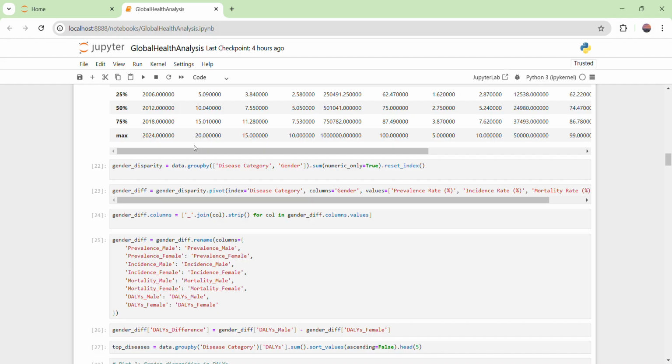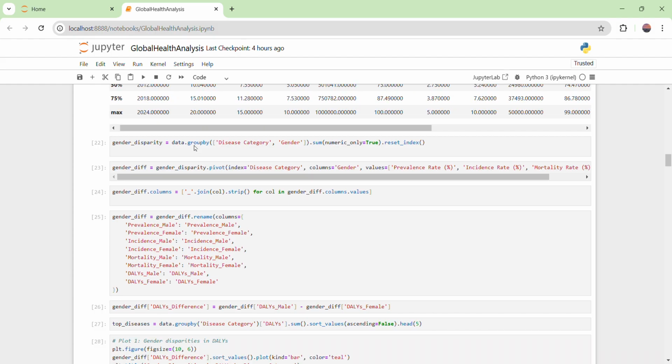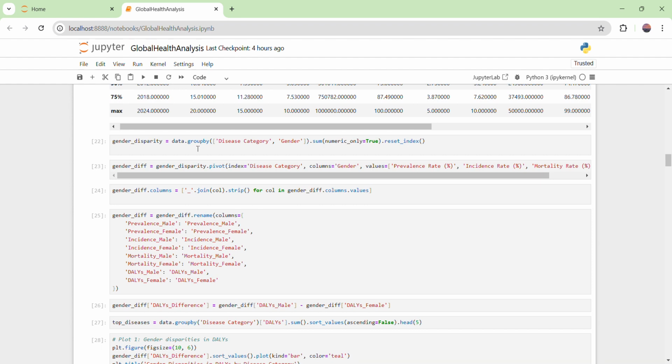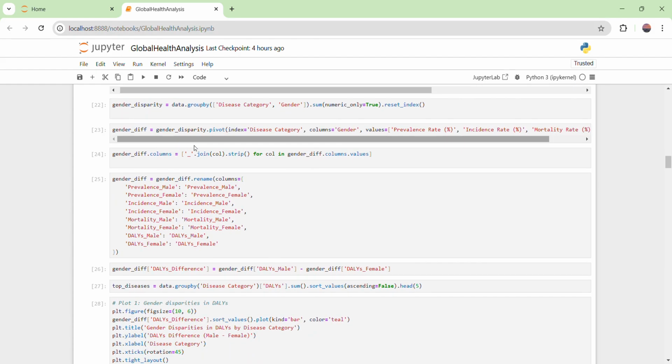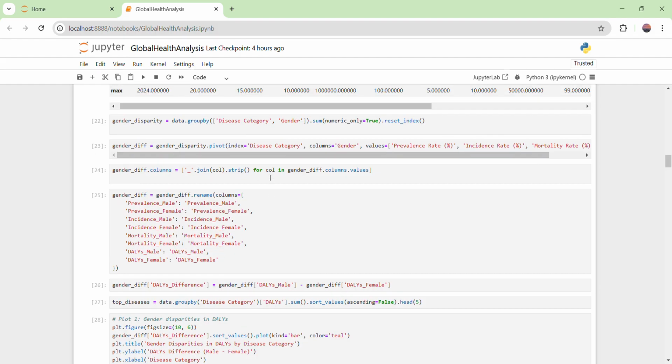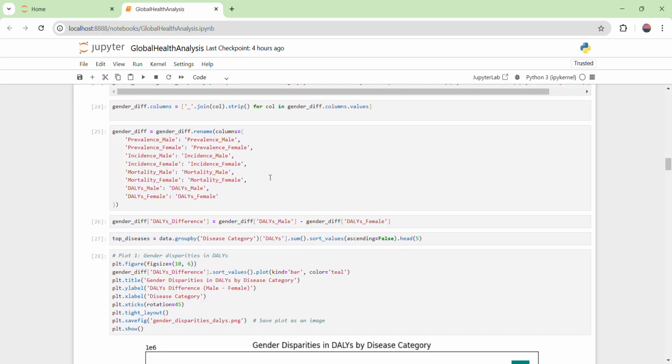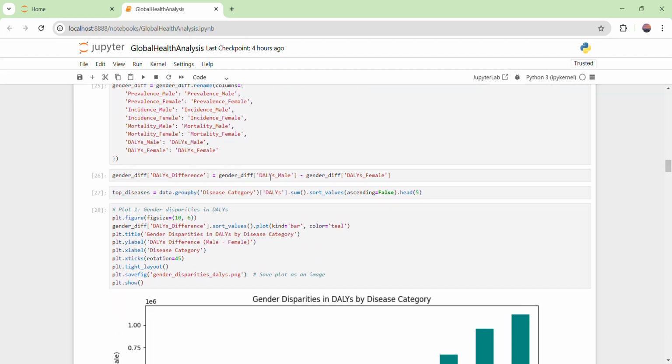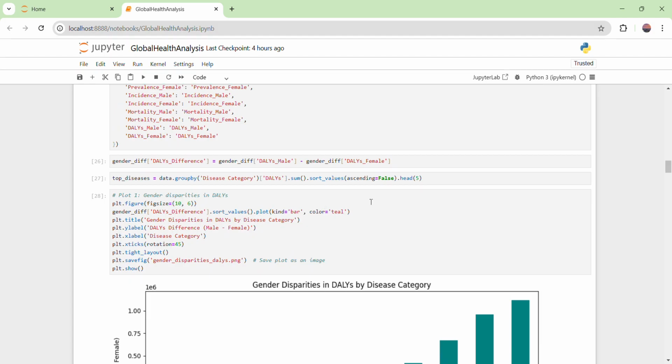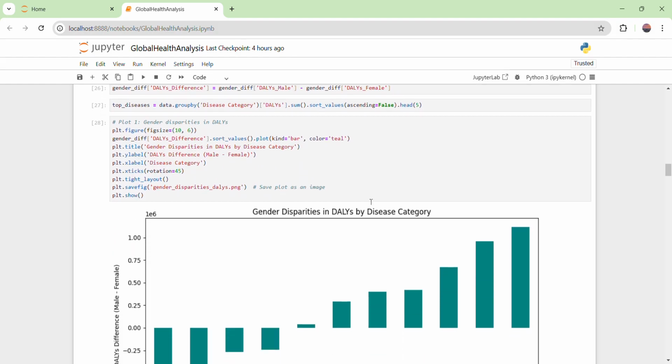What we are going to do is find the disparities in the DALY values for various disease categories in males and females, so that we can see how various disease categories impact these two genders. We have grouped the data based on the disease category and gender, and then performed various functions based on sorting values and summation of the occurrences and groupings.